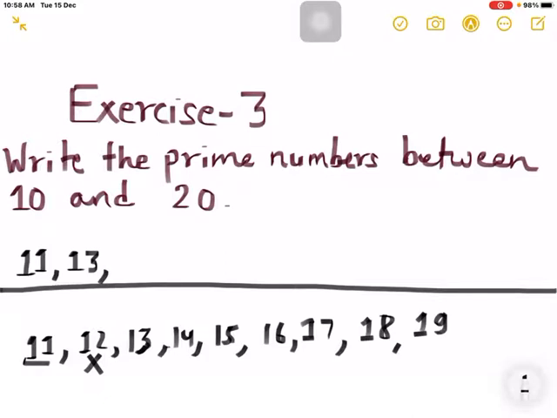16 is also not a prime number. Yes, 17 is a prime number. And about 18, 2 9s are 18. It has a factor, so 18 is also not a prime number. And 19, see, 19. So what are the prime numbers between 10 and 20? 11, 13, 17, 19 are the prime numbers between 10 and 20. We have some more questions in exercise 3. You can do exercise 2 and 3 yourself.